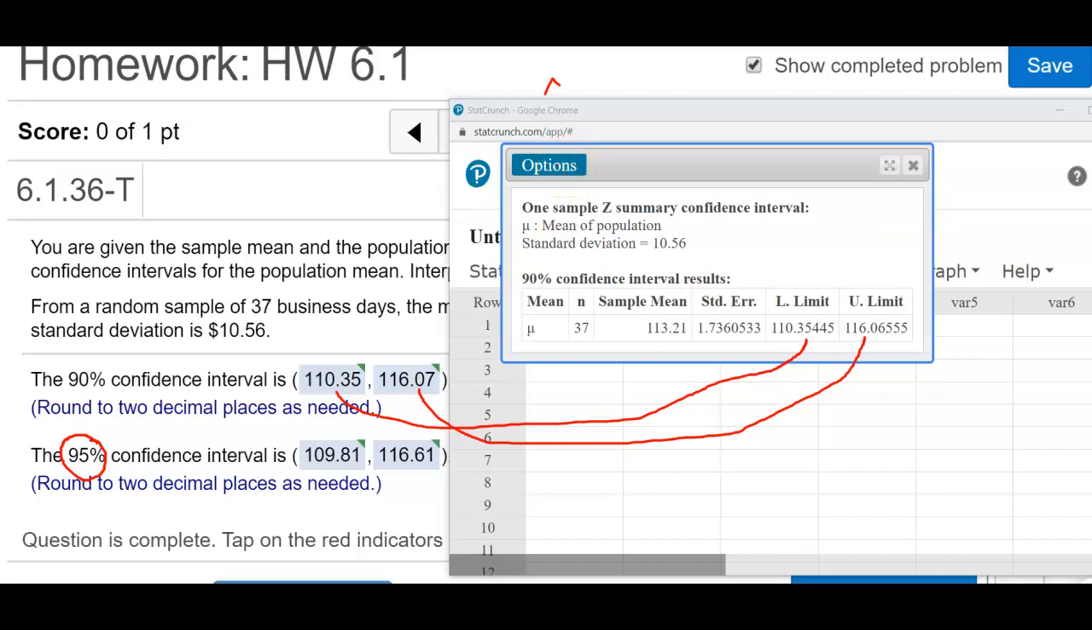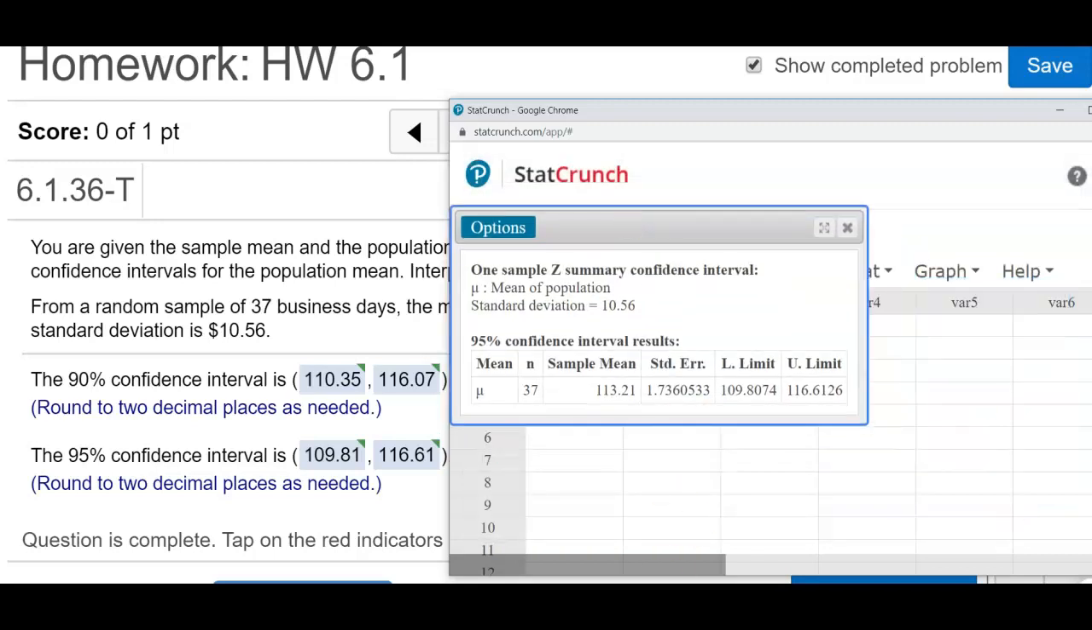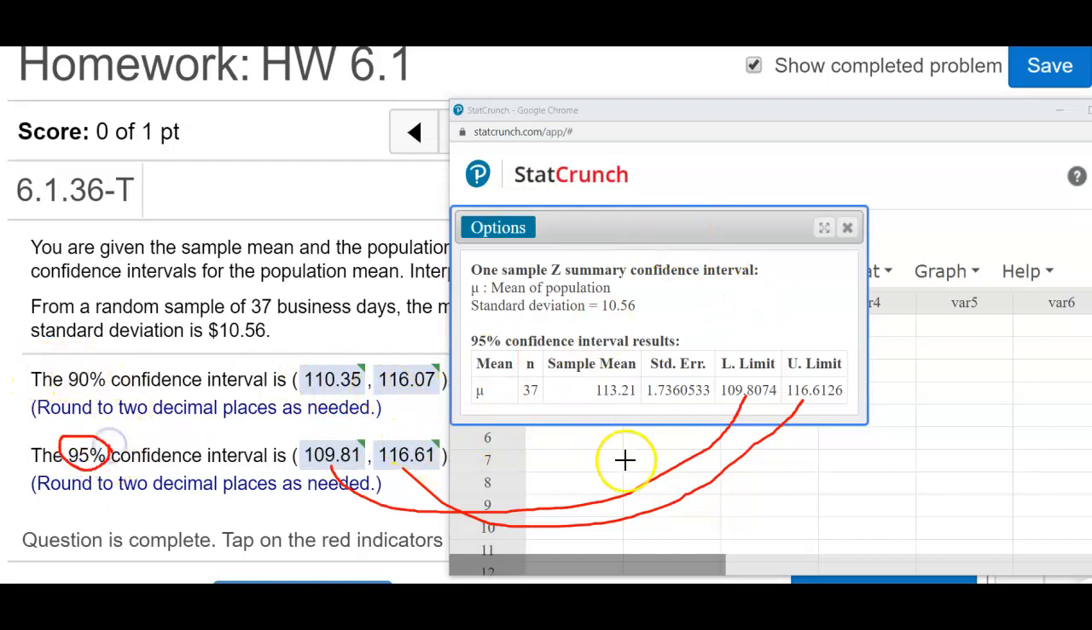So what I have to do is simply go to options, edit. Everything stays the same, but instead of 90%, what am I doing? 95%, and compute. And let me see. If I have 95%, it's 109 and 116.61. So if you look at it, your 95% confidence interval ranges from 109 to 116. For your 90% it is 110 to 116.